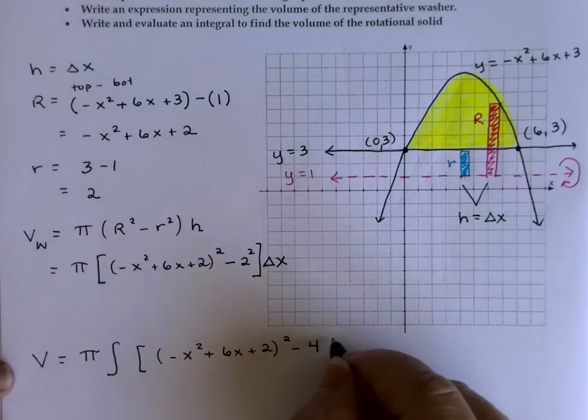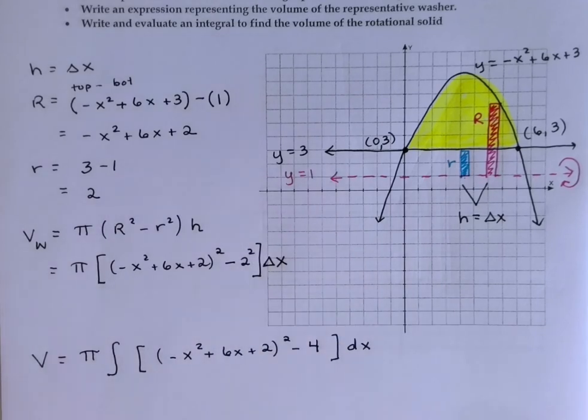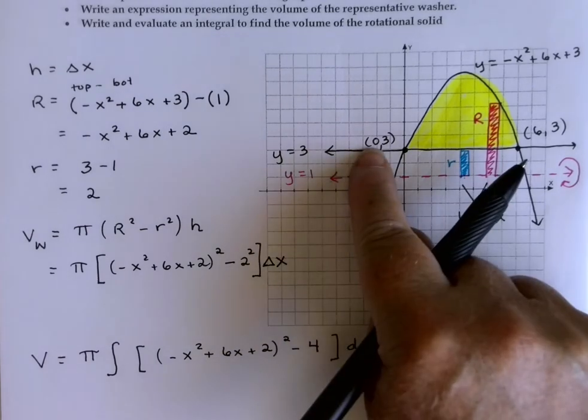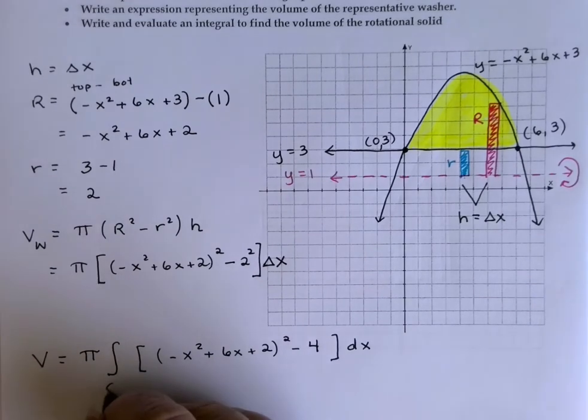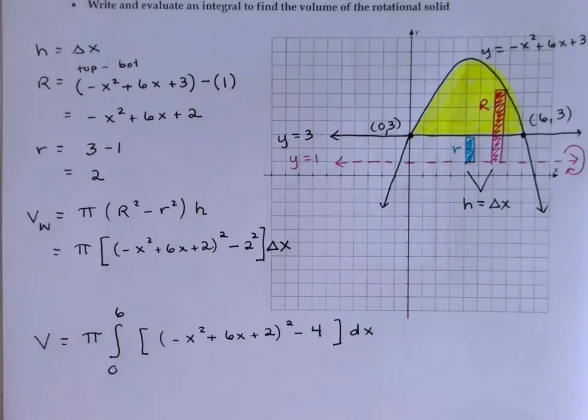2 squared, I'll just make that a 4. And for my limits of integration, these are x values. So the x values would run from 0 at this intersection point to 6 at that intersection point. All right, let's see. I did do this one. I got 2016 over 5 from the integral, and then of course times that pi.